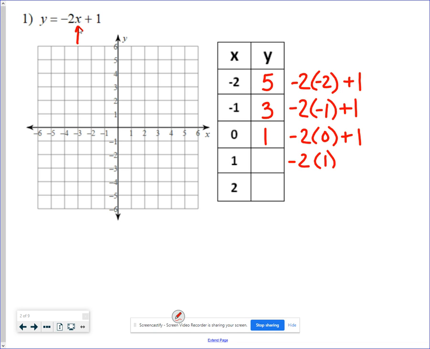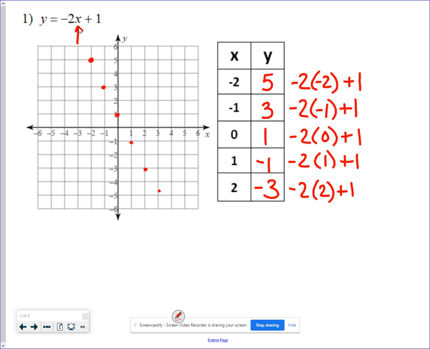-2 times 1 is going to be a -2. -2 plus 1 would be a -1. You can definitely see a pattern here. And then -2 times 2 would be a -4. -4 plus 1 would be a -3. So when I graph that, (-2, 5), (-1, 3), (0, 1), (1, -1), and (2, -3).